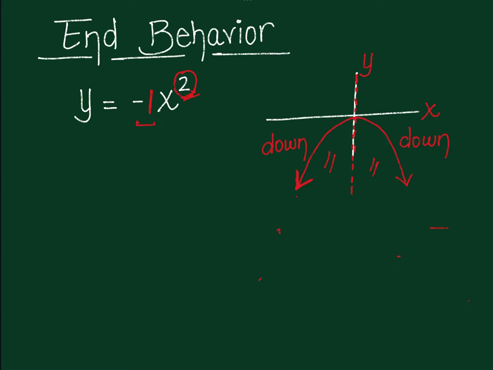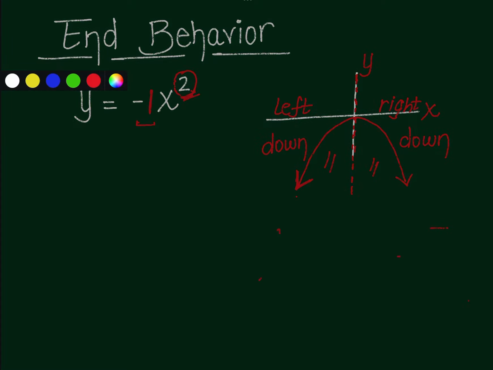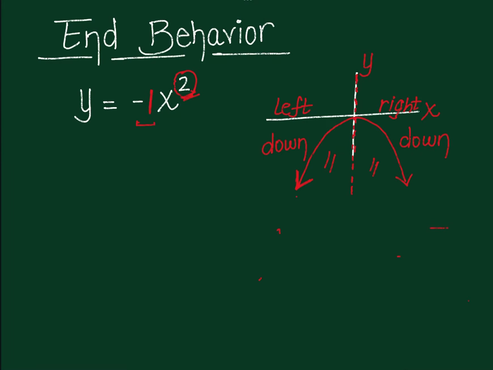So we need to look at the end behavior. What is the meaning of end behavior? That means what is on the left hand side. Let us label this is the left hand side and this is the right hand side. So we are looking at basically how is the function behaving on the left hand side and right hand side. So we write that answer down.